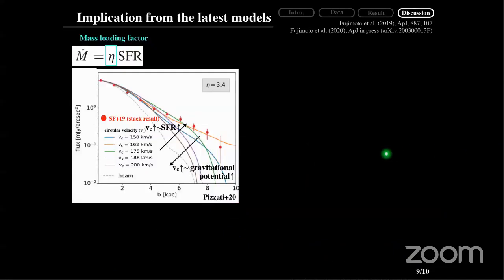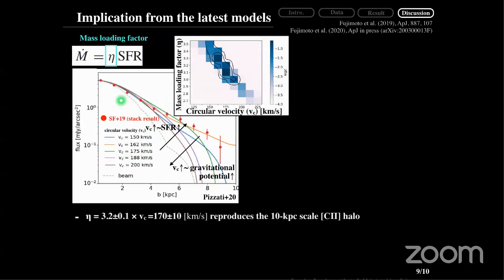I also touched on some implications from the latest model in the last slide. The recent semi-analytical model calculates the expected C2 emission in the cooling outflow process. In this model, the key parameters are the mass loading factor and the circular velocity, and the best-fit parameters reproduce the 10 kiloparsec scale C2 halo structure. Sorry, it seems I don't have enough time to fully explain this interesting figure, but the likelihood for these two parameters is obtained like this. So if we obtain the kinematics of the C2 halo, we will directly get the circular velocity and easily constrain the mass loading factor at the same time.